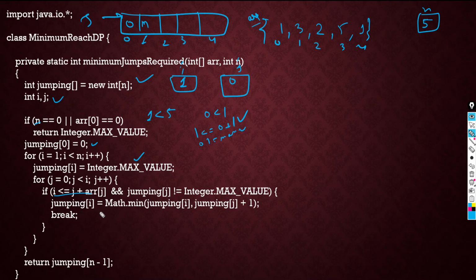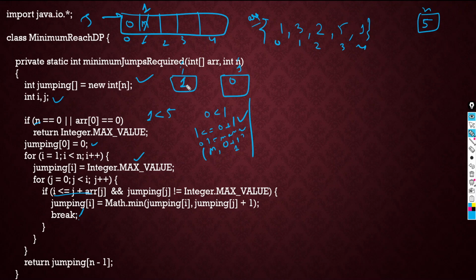Now what do I have to place at jumping of the ith location? The minimum of jumping of i, which is max, and jumping of j plus 1, which is 0 plus 1, which is 1. Now here we have to place 1. Is it done? Then break. Now j has been broken out of.